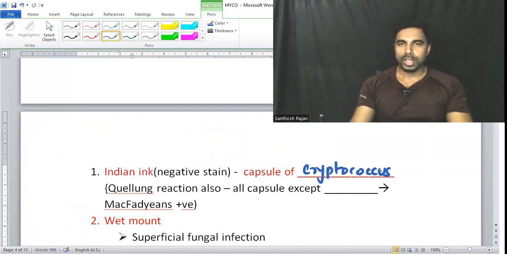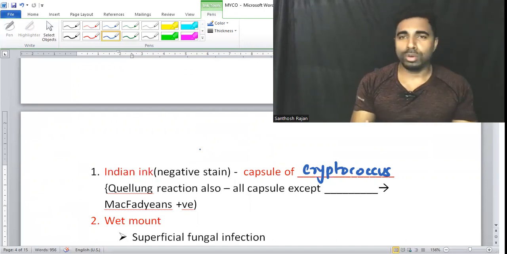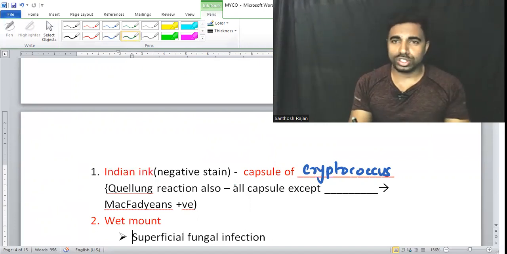Cryptococcus neoformans. And remember, which reaction do we do? Cooling selection. Again I ask: most capsules are what? Polysaccharide. Because of that, which reaction is positive?